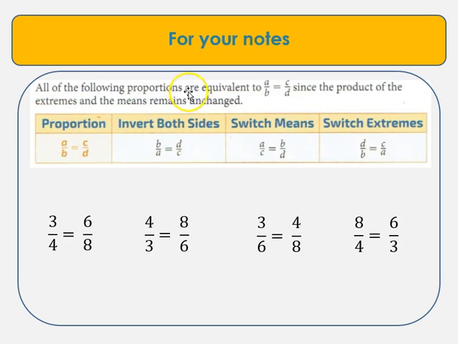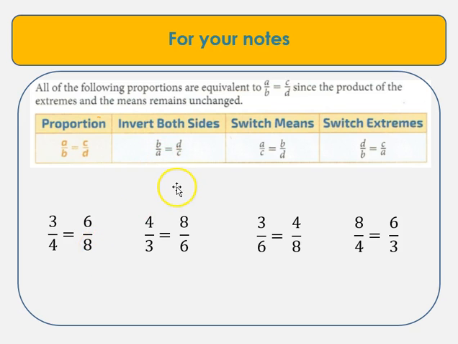Now all of the following proportions are equivalent to a over b equals c over d, the proportion that we've been working with. This is possible because the product of the extremes and the means remained unchanged. So whatever value you put for each one of these letters has to remain the same for all of these things to be true. So let's begin with the first proportion, which is a over b equals c over d, or 3/4 equals 6/8. First of all, this proportion has to be true, and the way we know if it's true is 4 times 6 is 24, 8 times 3 is 24.